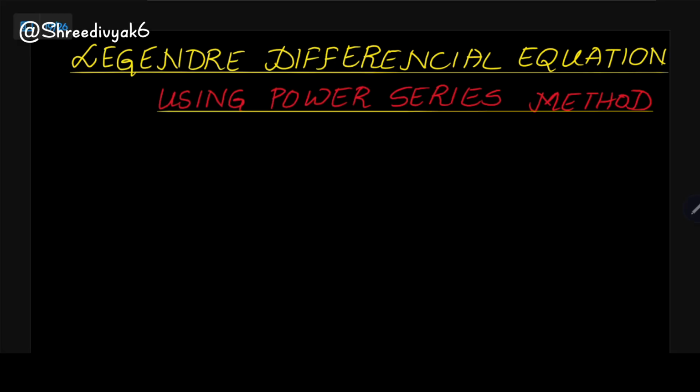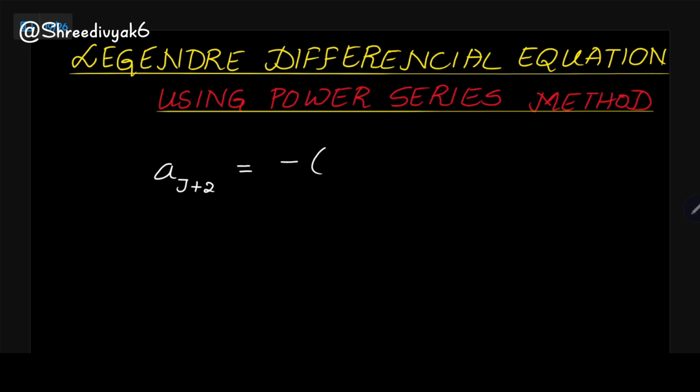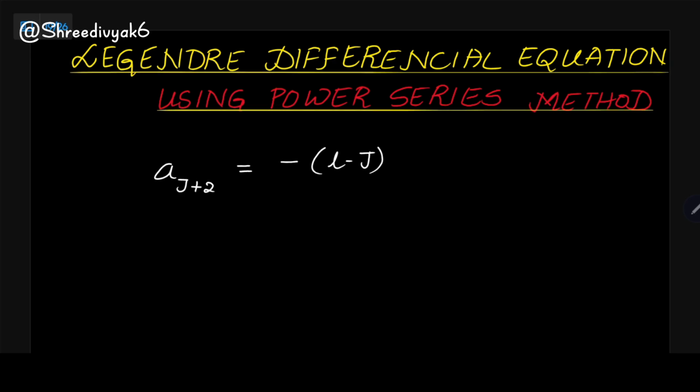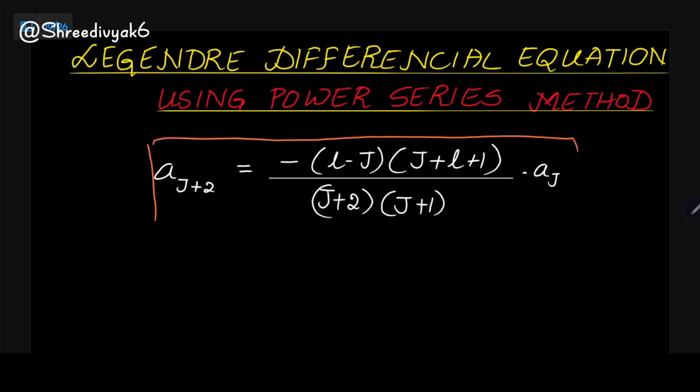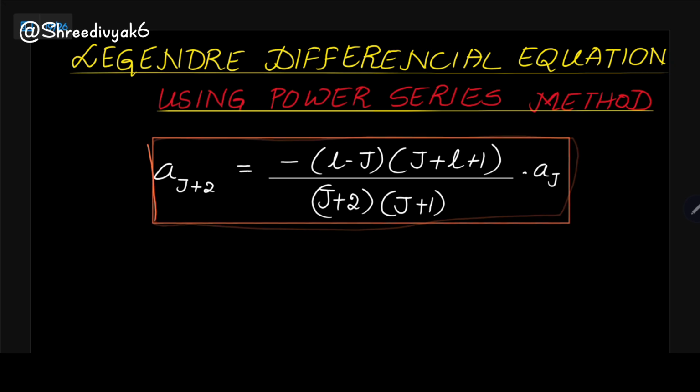We had stopped at the recursion relation a_(j+2) is equal to minus (L minus j) into (j plus L plus 1), divided by (j plus 2) into (j plus 1), into a_j. This was the recursion relation that we had stopped at.